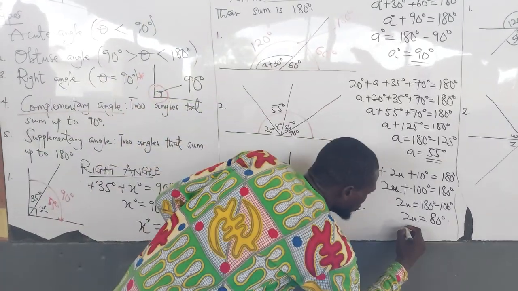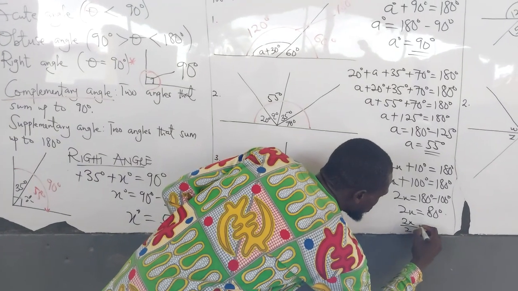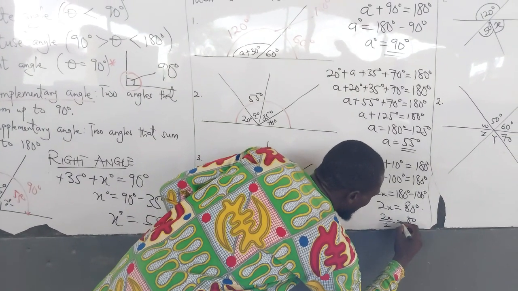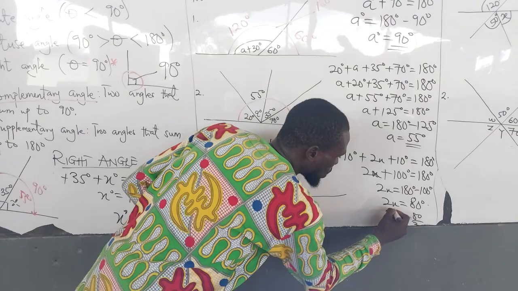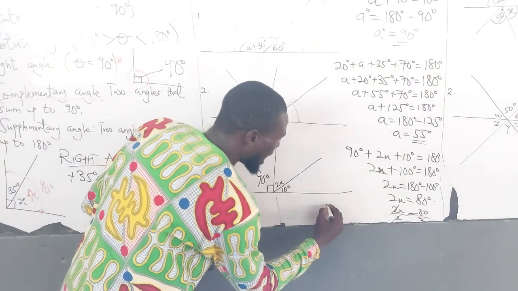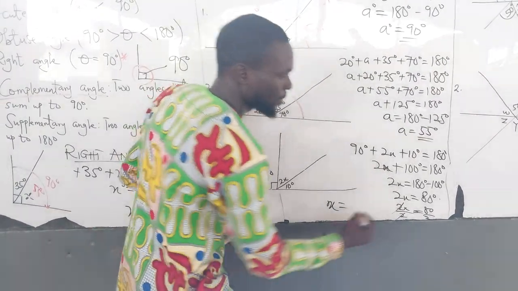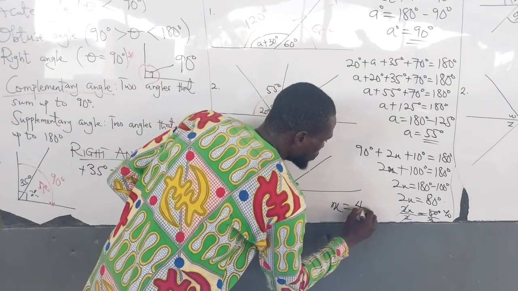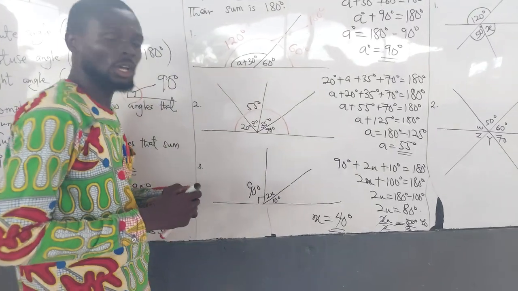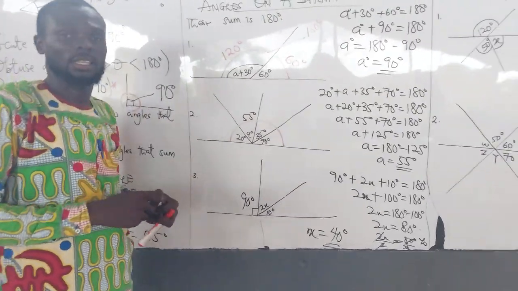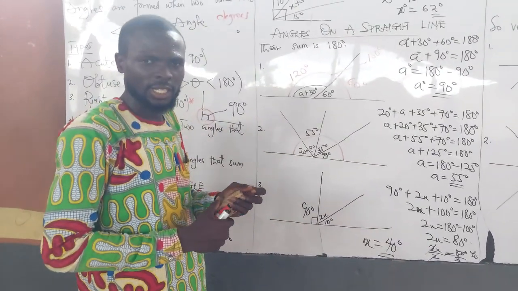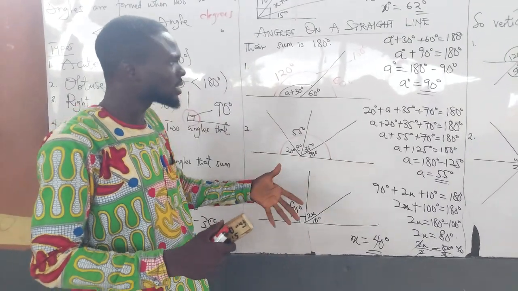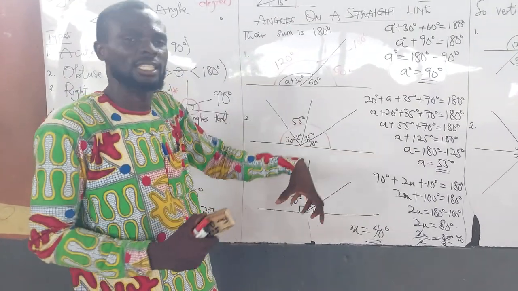So this will give you 2x divided by 2, 80 divided by 2. So this will cancel out this, now leaving behind x. Now 2 will go into 80 40 times, giving you 40 degrees. So the value of x is 40 degrees. And this is how we calculate angles on a straight line.